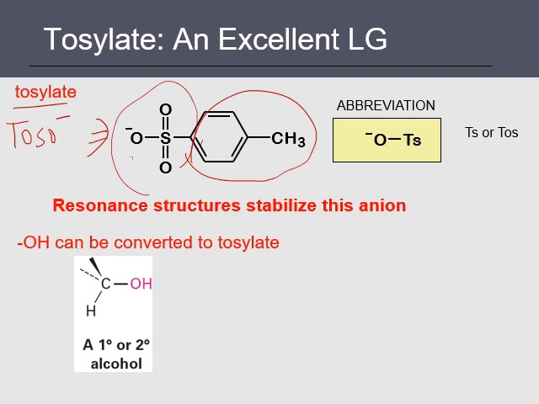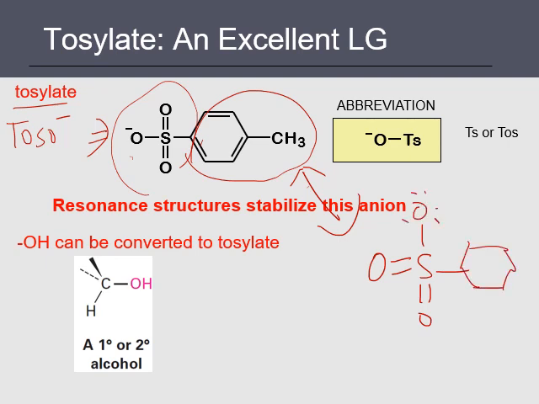In organic 1, you learned drawing resonance structures. If you draw resonance structures, you can see this can have many resonance structures. One of them is like this. The negative charge on the left side oxygen now becomes a negative charge on the top oxygen. You can draw another resonance structure, putting the negative charge on the bottom oxygen. You can also draw resonance moving electrons on the benzene ring. So the resonance structures stabilize this anion and it becomes an excellent leaving group.